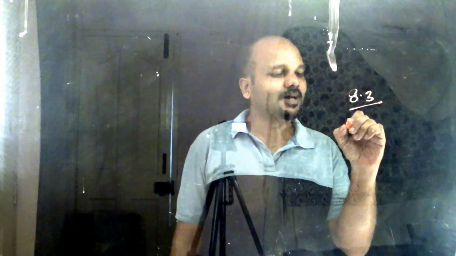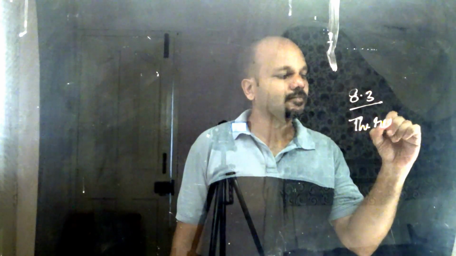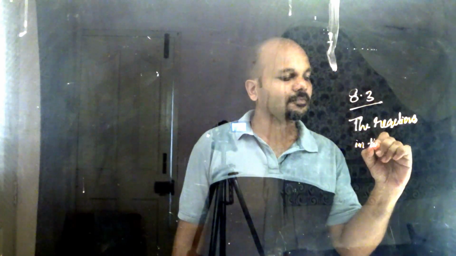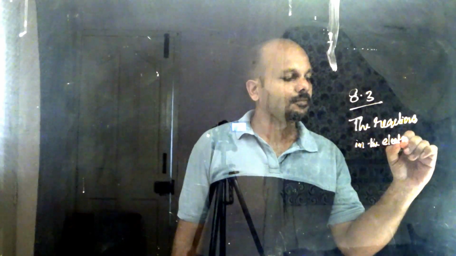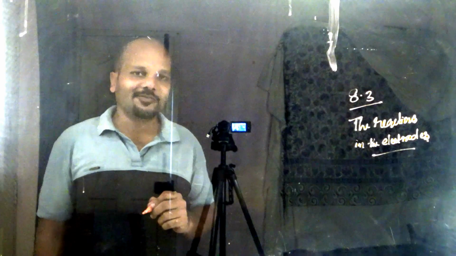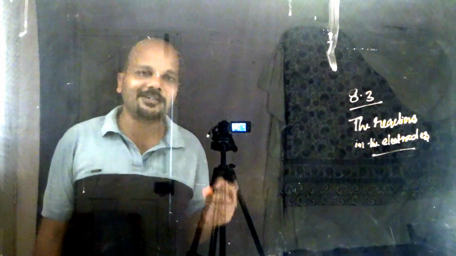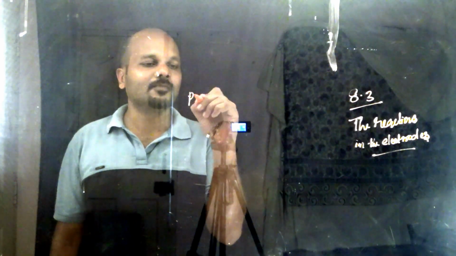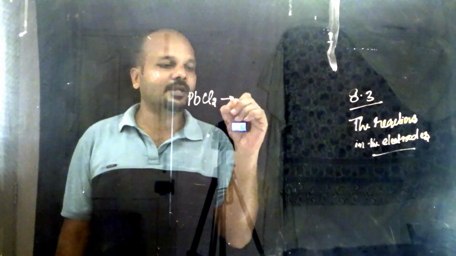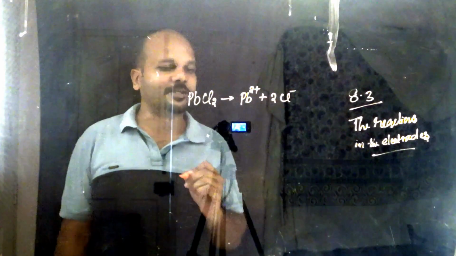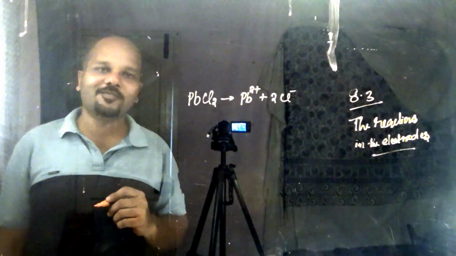The next topic is 8.3, the reactions in the electrodes. Okay, the reactions in the electrodes. So what you can find about the things here is, you can consider the lead chloride. This is going to dissociate into Pb2+ and 2Cl-. Okay, so you are well familiar, right?